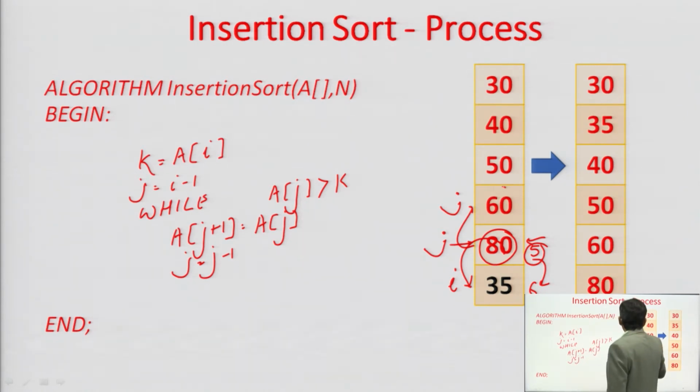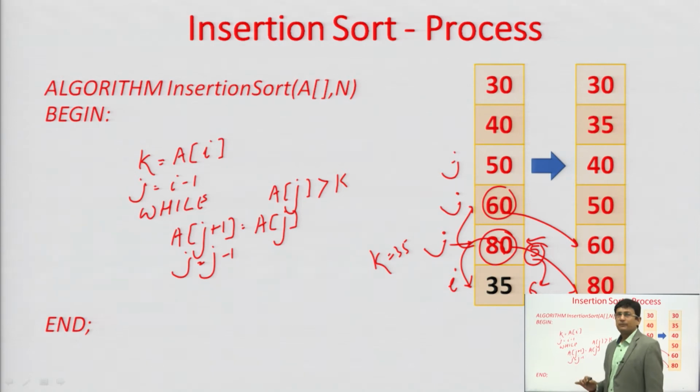So if you make a comparison between the a[j] element and the k element, which is 35 here in this case, 60 again is larger than 35, so this will be shifted one step down. So 80 has come here, 60 has come here, and then j will be decremented by 1, j will come here. This element is also larger than k, that is 35, so this will be shifted one step down. Again j will be decremented by 1, j comes here.